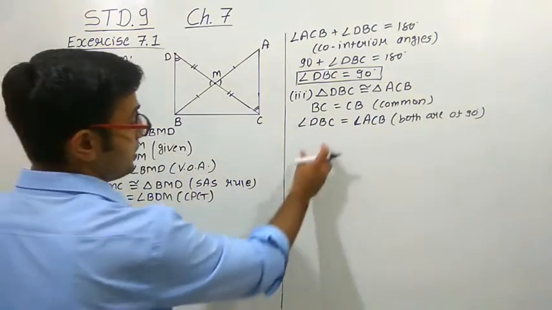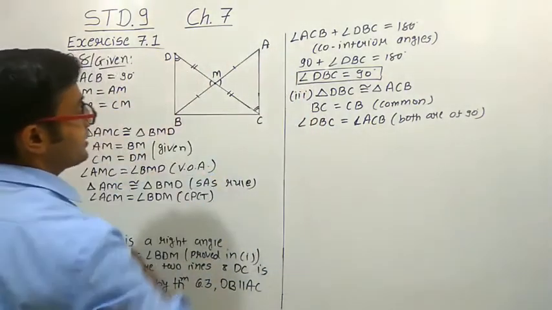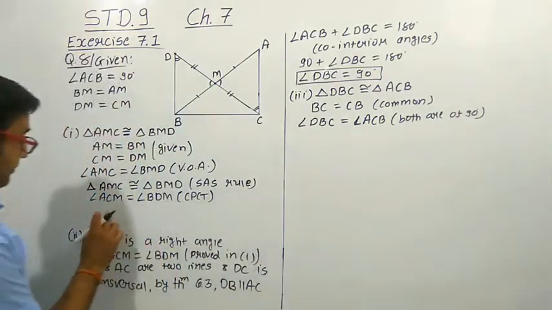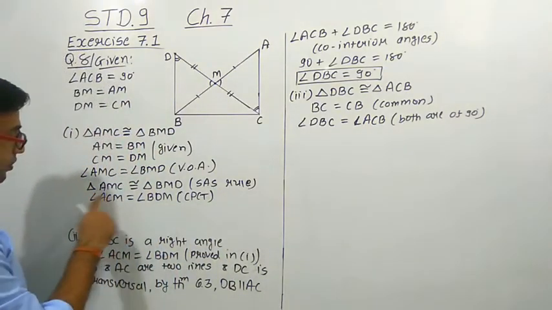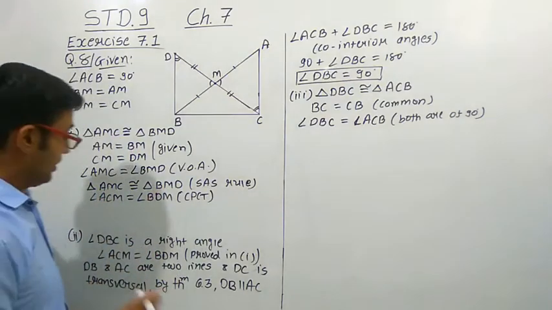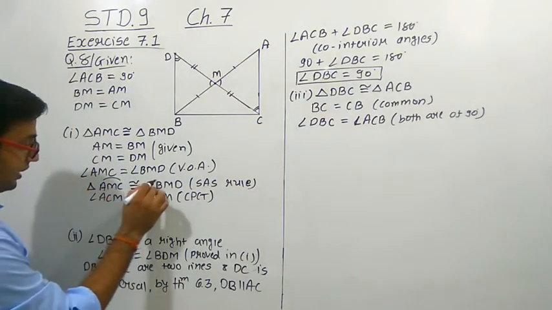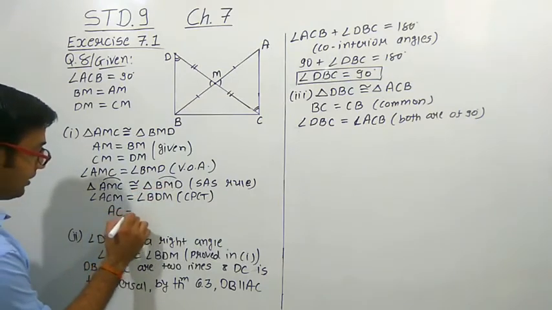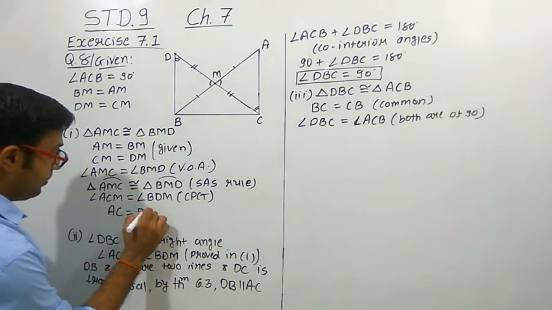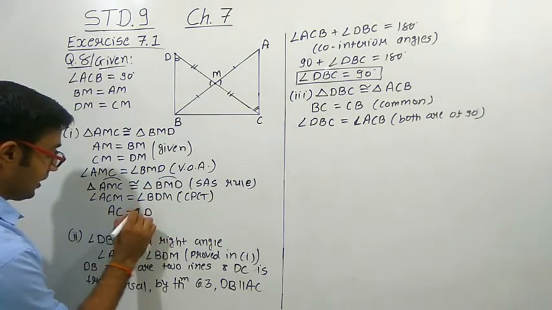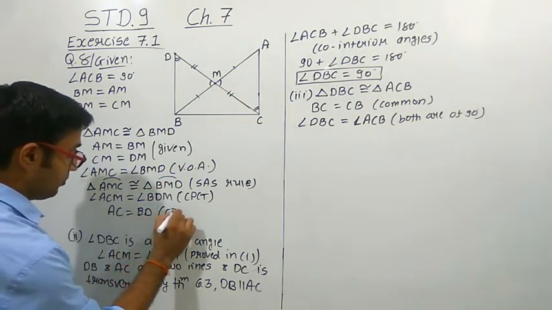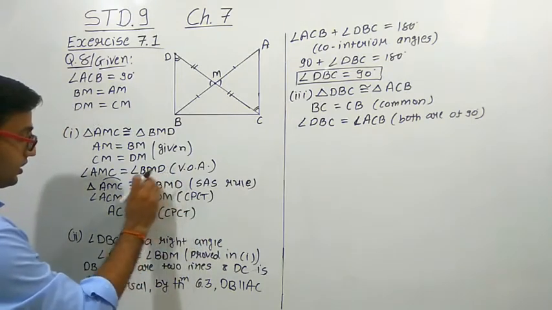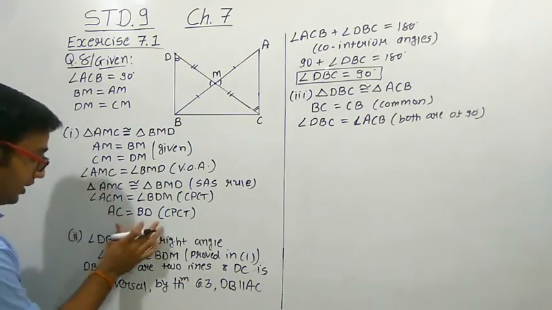See, in both these triangles, AC side and DB side are there, but AC and BD are not given equal. See here, again, we have proved here that AMC and BMD are congruent. So we can take the AC side and BD side. By CPCT we can prove that? Yes. So AC side will become equal to BD side. This we can write down according to CPCT, corresponding parts of congruent triangles. So this thing we are using here.